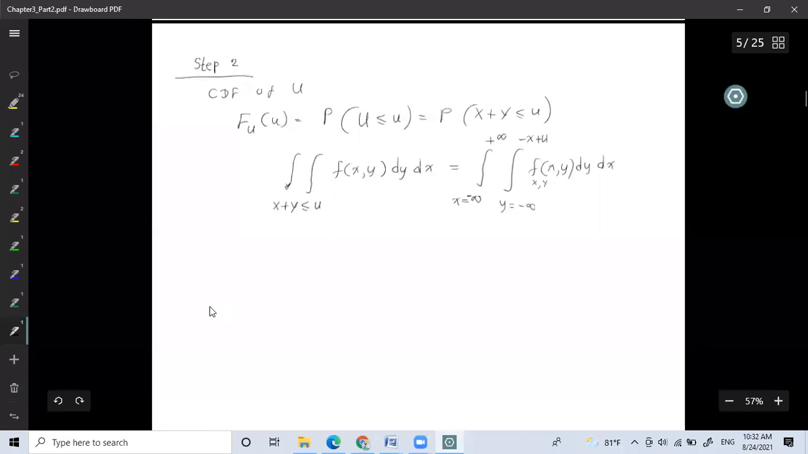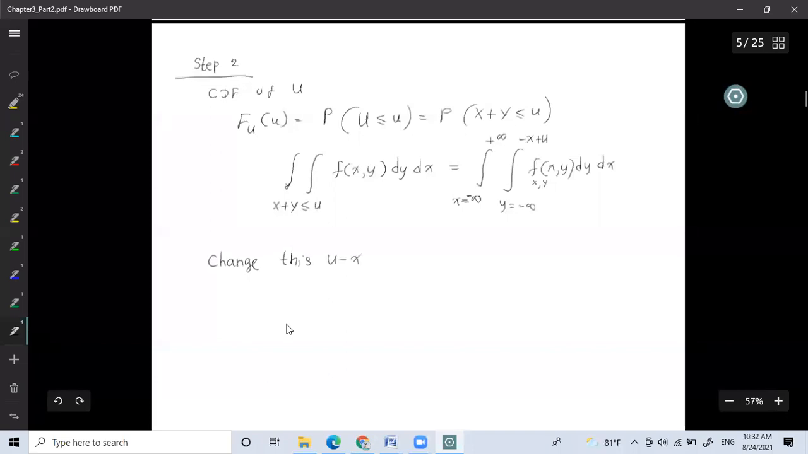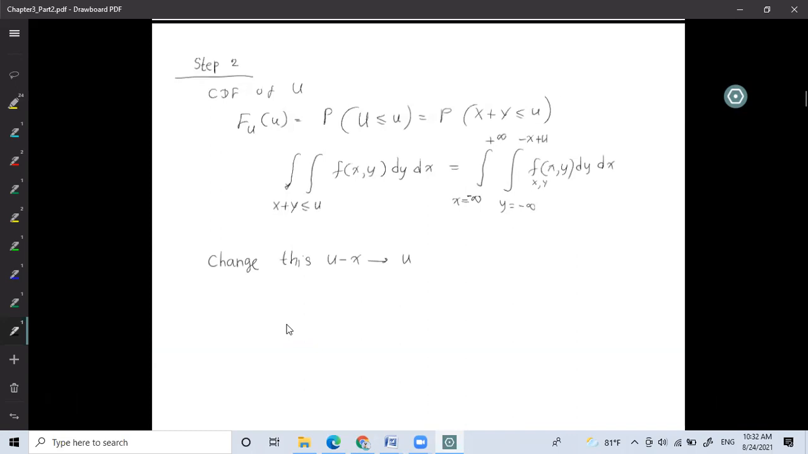If you have done mathematics, the physical sciences for A level, you already know how to do the change of variable in integrations. Okay. So this is what we have to do. Now our complex limit is negative x plus u, or u minus x. So we are going to change this u minus x to a simple form, u, because u is our target variable. Now how do we do that? This is the substitution we are going to use.